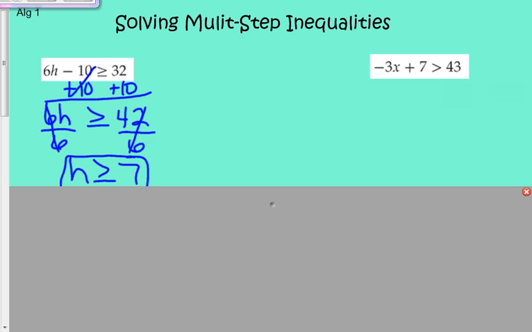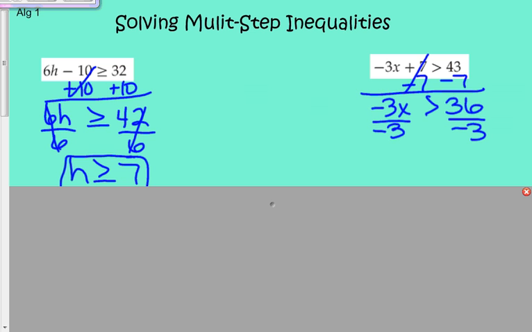Come over to the right. Same similar problem. We'll start by subtracting 7 on both sides. And our 7's cancel, leaving negative 3x greater than 43 minus 7. It's 36. And we divide by a negative 3.